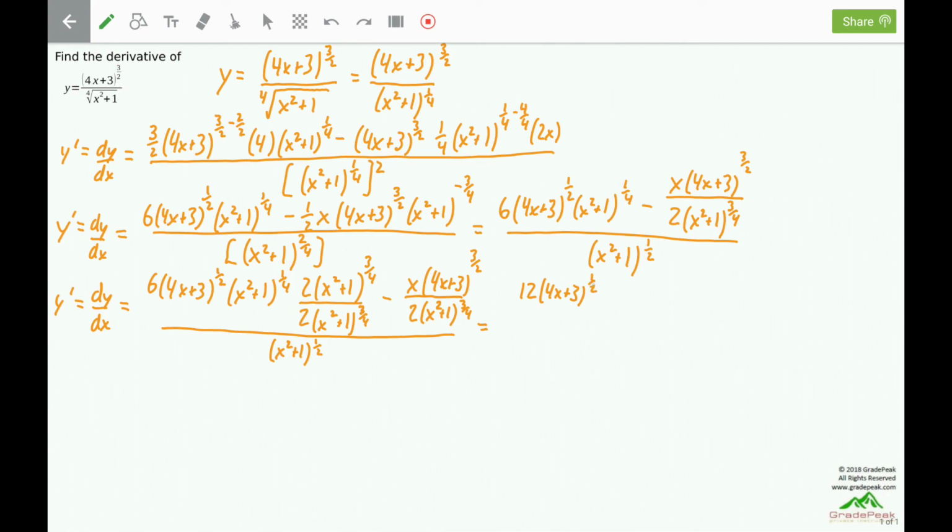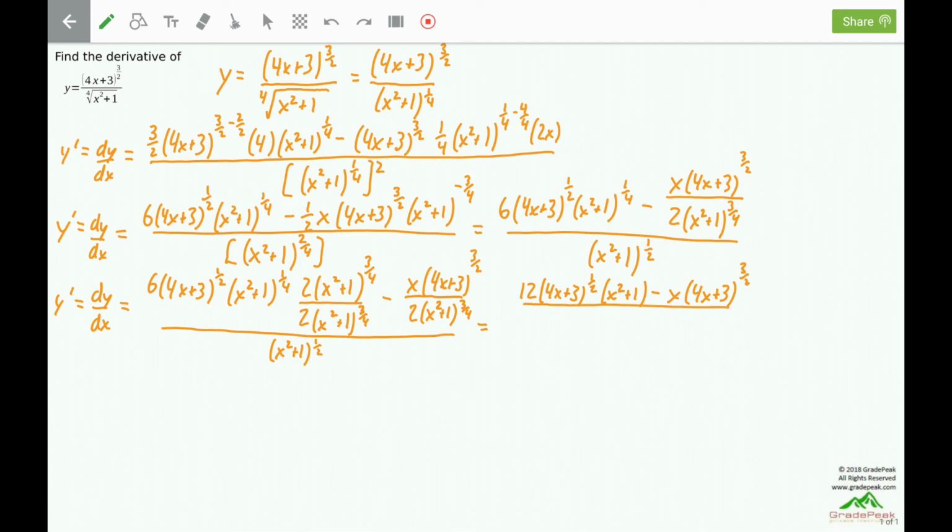I also have this and this, which can multiply with each other. And when we multiply like base, we add the exponents. x squared plus 1 to the 1/4 plus 3/4. 1/4 plus 3/4 is 4/4, or just 1. So all of that will become x squared plus 1 to the 1st power. And then we have minus the other numerator, which is x times 4x plus 3 to the 3/2 power.